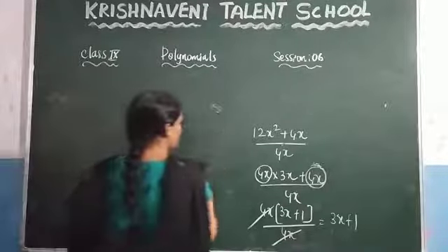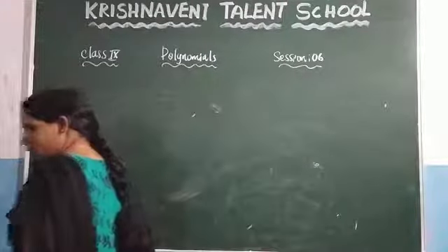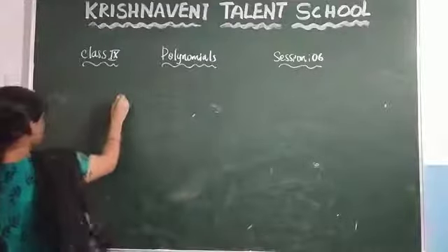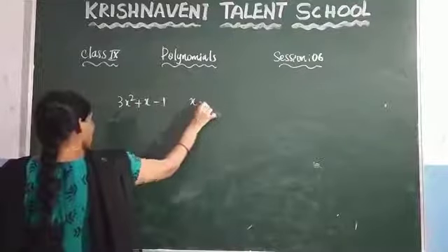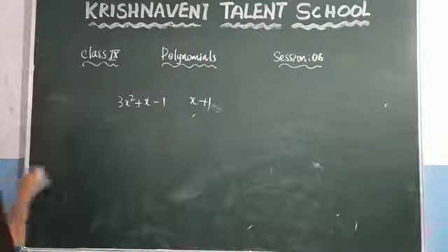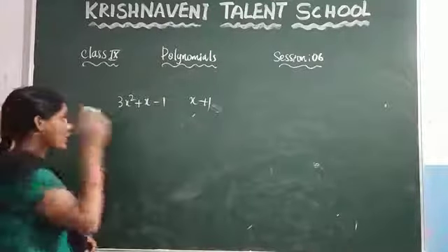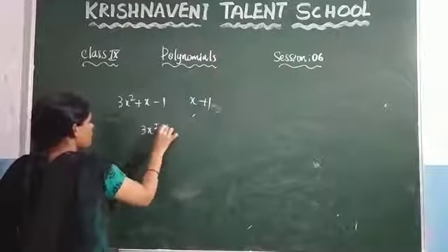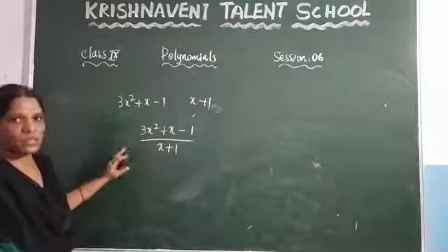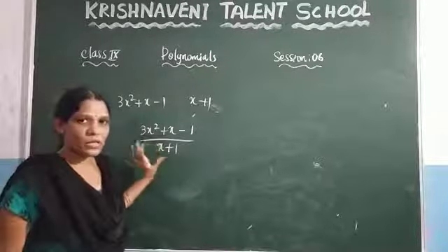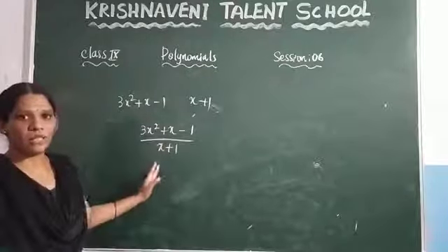Now let us divide two more polynomials. Let us consider 3x squared plus x minus 1 and x plus 1. If you want to divide these two polynomials, how do you divide? How do you divide 3x squared plus x minus 1 by x plus 1? Can we separate these two values here? Since you can observe that it is not a monomial, how do we divide these two polynomials?